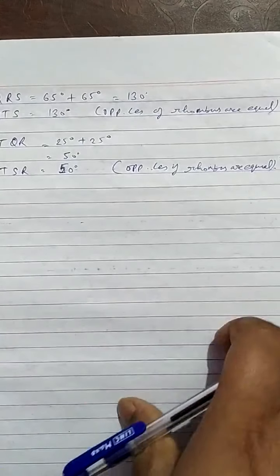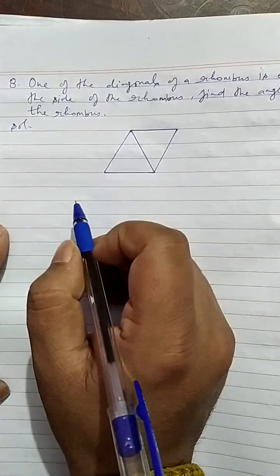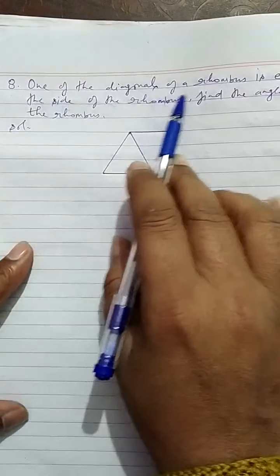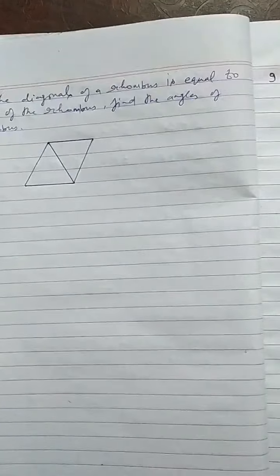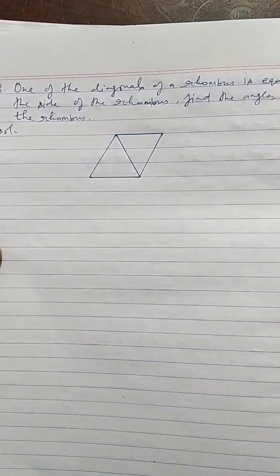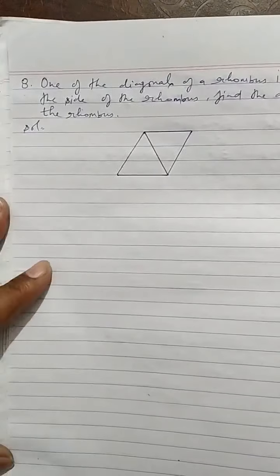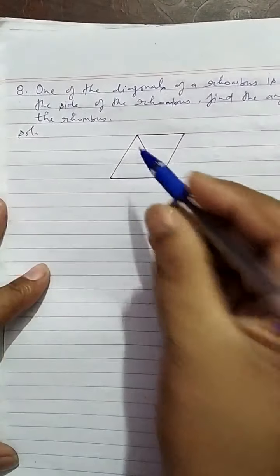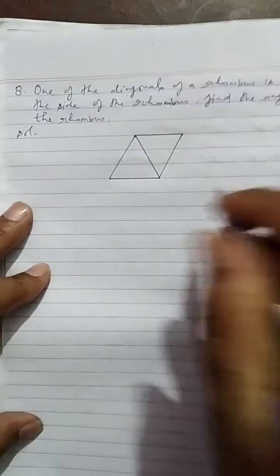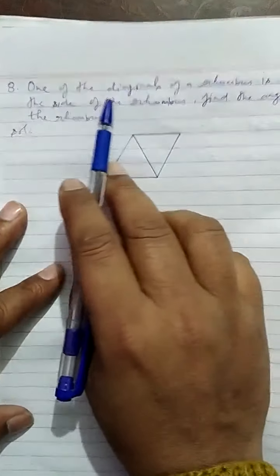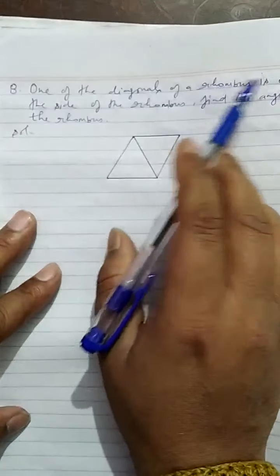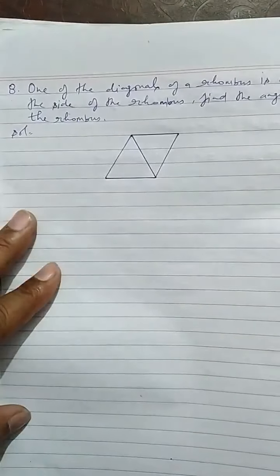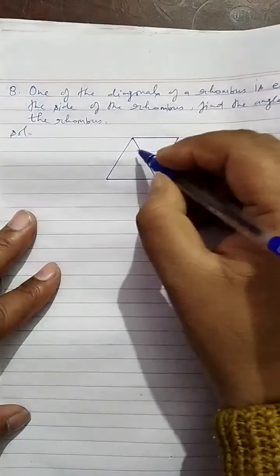This is question number 7. Next is question number 8. One of the diagonals of a rhombus is equal to the side of the rhombus. Find the angles of the rhombus. So here we can see that it is given in the question that the diagonal of a rhombus is equal to the side of the rhombus. This is the diagonal.